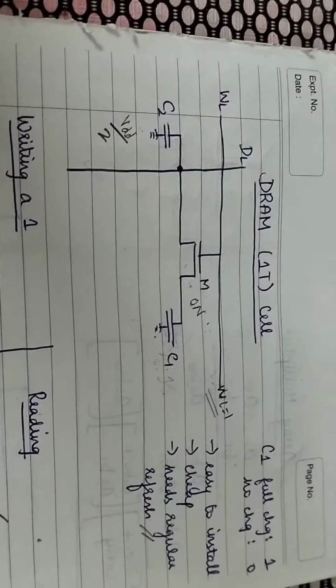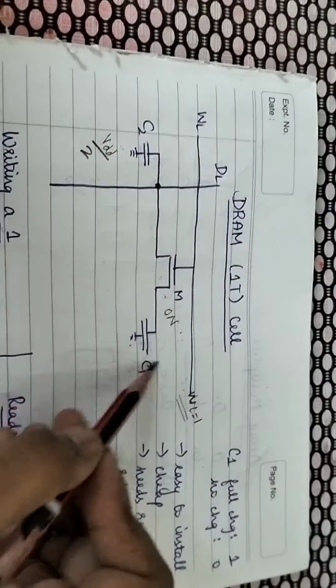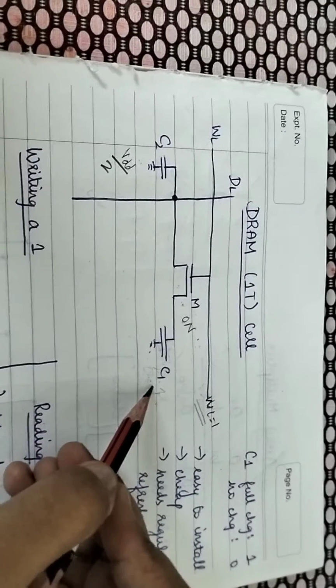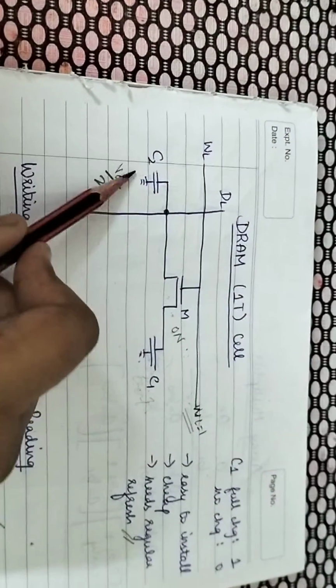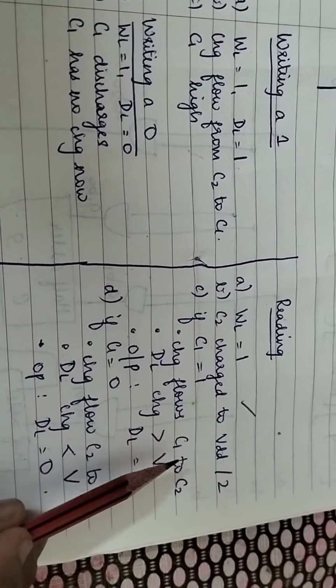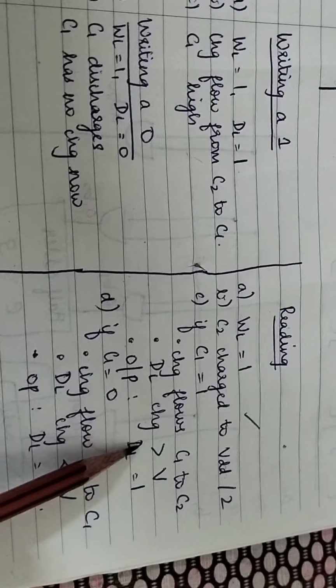So what are we trying to do here? We are going to read. So whatever value is in C1, we want to read and obtain it, right? The value is either a 0 or a 1. Whatever it is, we want to obtain it along the data line. So now C2 is charged to its half capacity. Let us assume C1 is a 1. Charge flows from C1 to C2. The data line carries a potential greater than V by 2 and the output would be a 1.